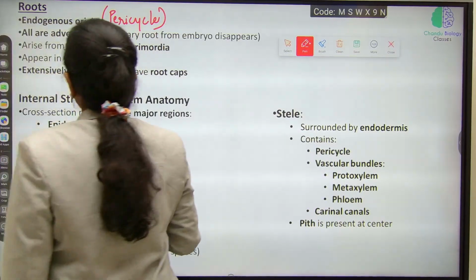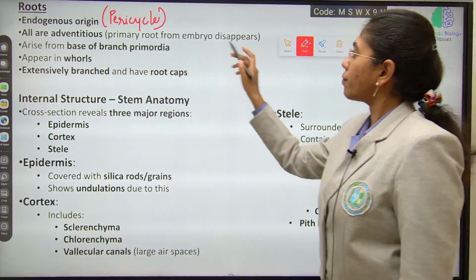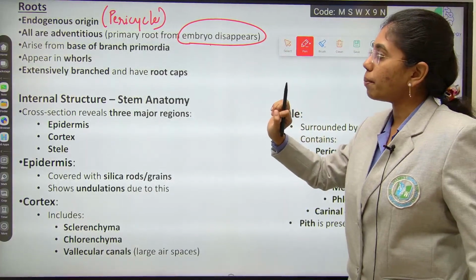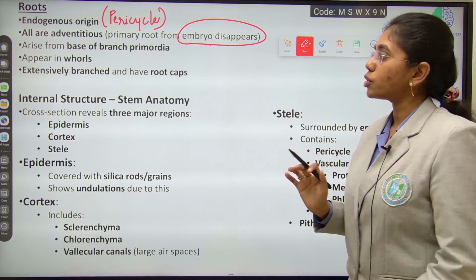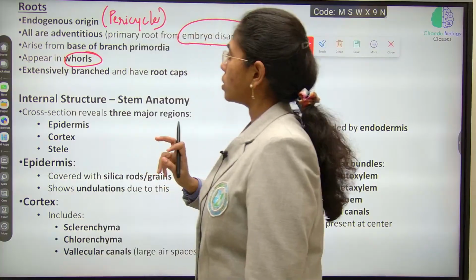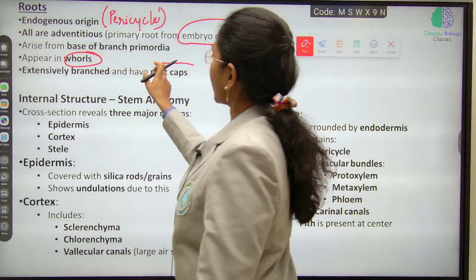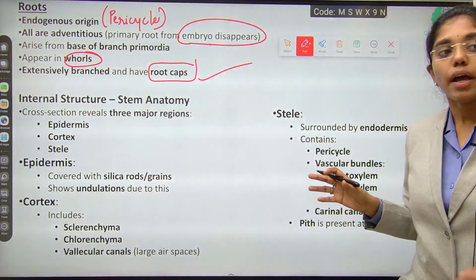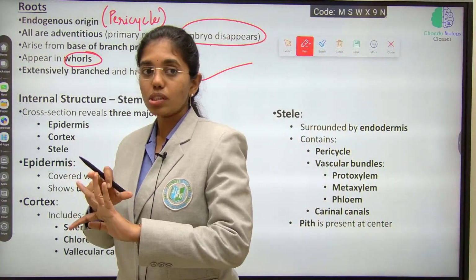And all are adventitious. The primary root from the embryo disappears, and they arise from the base of the branch primordia, and at the tip they will appear as what? Whorls. Roots also appear as whorls, extensively branched, and they do possess root caps. These are the characteristic morphological features of the root. Now we are clear with the morphological features of stem, roots and leaves.